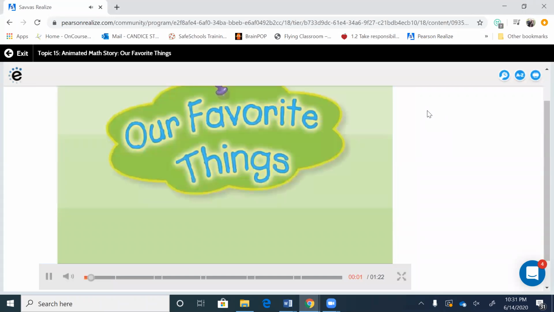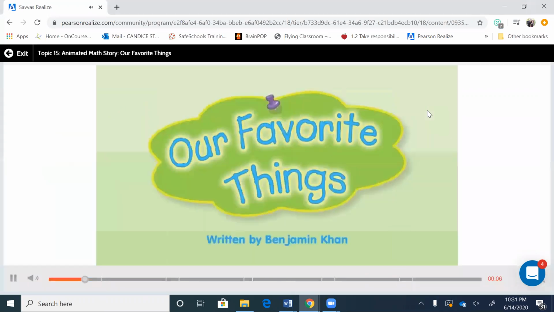Our Favorite Things. Written by Benjamin Kahn. Illustrated by Jeffrey Smith.